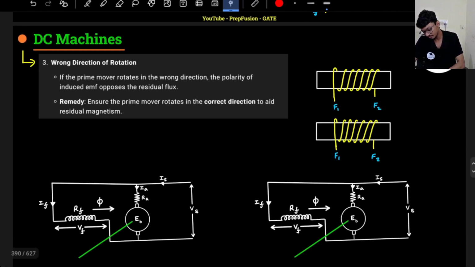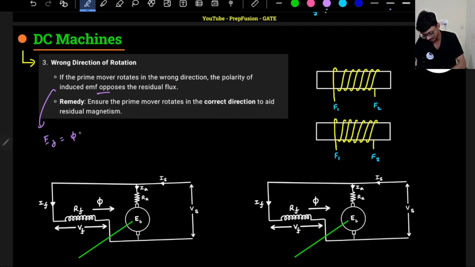For the same reason, if the rotation of the prime mover is in the wrong direction, again whatever is the induced EMF will oppose the initial flux. So this time the EG, because EG is equal to phi ZNP by 60A, if speed is negative, it is in the opposite direction. So what will happen? EG will be negative. If EG is negative, then my IF also will be negative, because it is basically E residual, EG divided by RSS roughly, right? So IF will be negative.